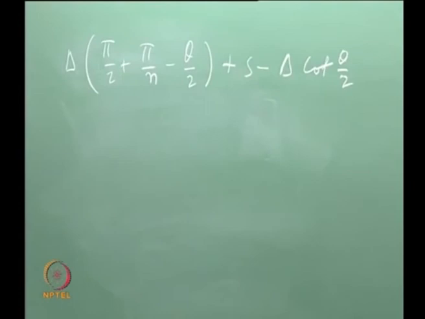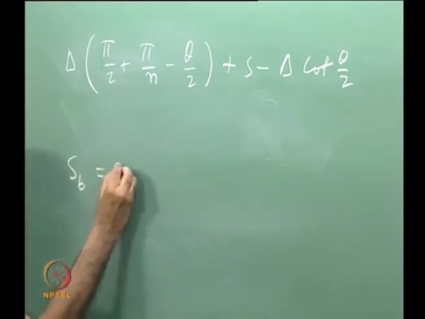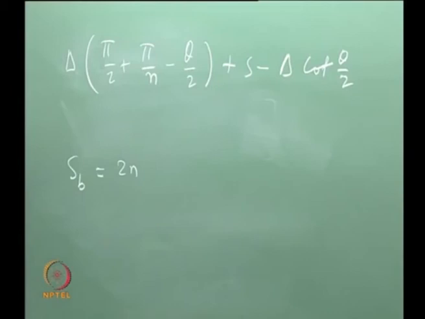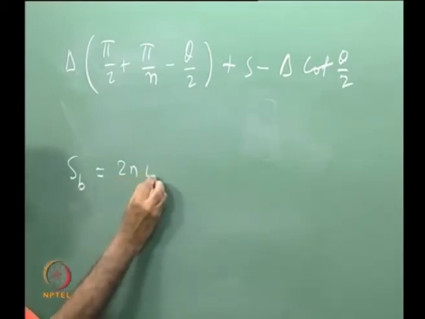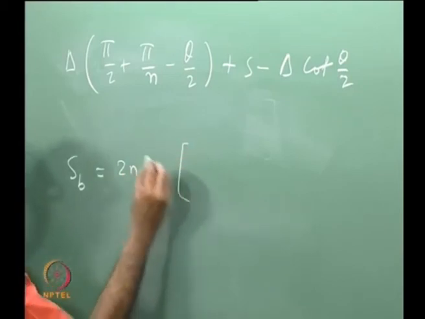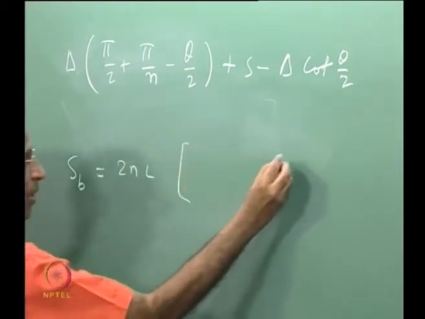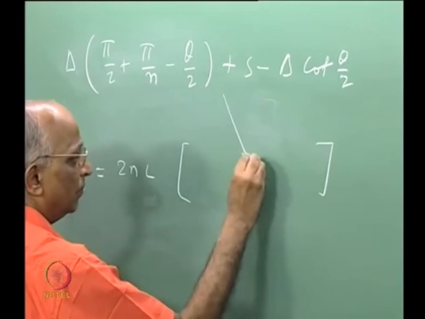Okay. Therefore, what is my new surface area when the grain has receded by delta? SB is equal to 2n surface perimeters into the length, into this particular value, which gives me the new burning surface area.